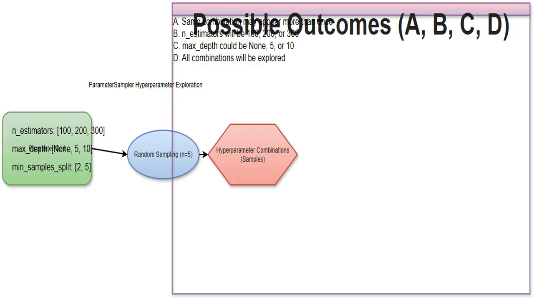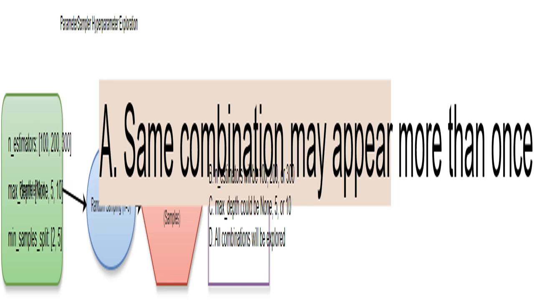These are possible statements about the results of my random sampling. I will need to evaluate each and determine if they are true or false. Because I am only taking a small sample, 5 out of 18 possible combinations, from the total number of possible combinations, it is highly improbable but possible that I might select the same combination more than once. It's like drawing marbles from a bag. You might draw the same one twice.